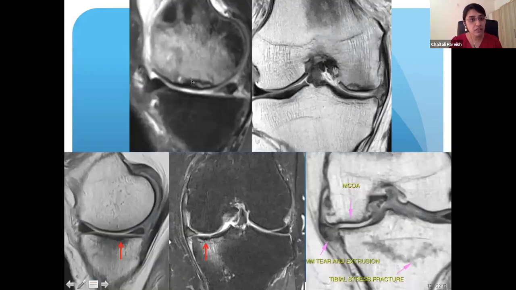Sometimes the subchondral fractures are very obvious. As you can see, there is a high grade, at least an intermediate grade chondral loss in this patient. Some of the cartilage is still there and the patient is developing a medial femoral subchondral fracture. And there is a lot of marrow edema.